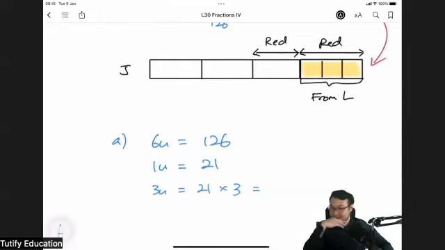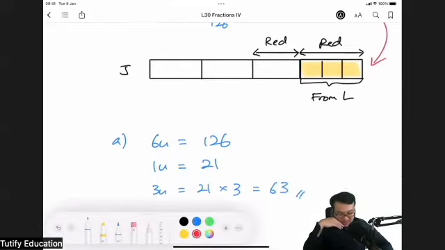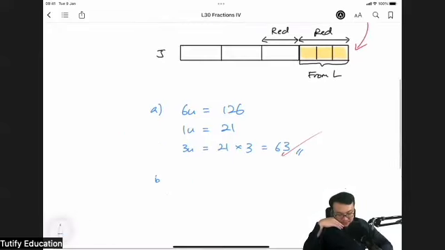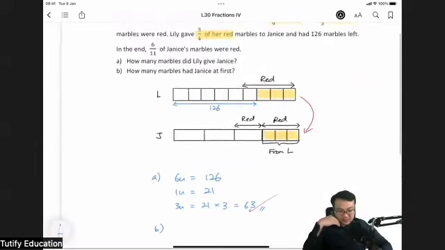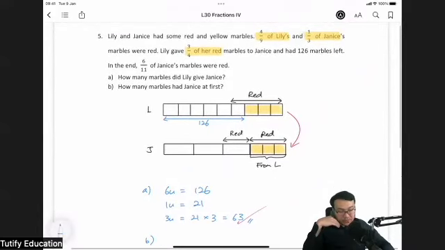Answer? 63. Yes, well done. So this is how much she gave to Lily. So now we already found out how many she gave to Lily, which is 63 marbles. So far, does anybody have any question before we move on to part B?